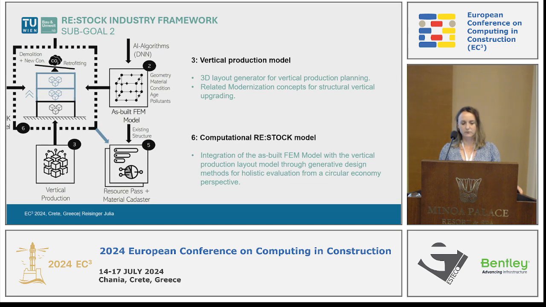Then this vertical production model. We have this 2D layout generator already available, and we are going to evolve this model with a 3D layout generator for vertical production planning. We are looking at very innovative production models or production techniques with a factory planner for vertical processes, and then we also relate them to modernization or retrofitting concepts for the structure. What does it mean for the structure if we go vertical now, and how can we adapt existing structures accordingly?